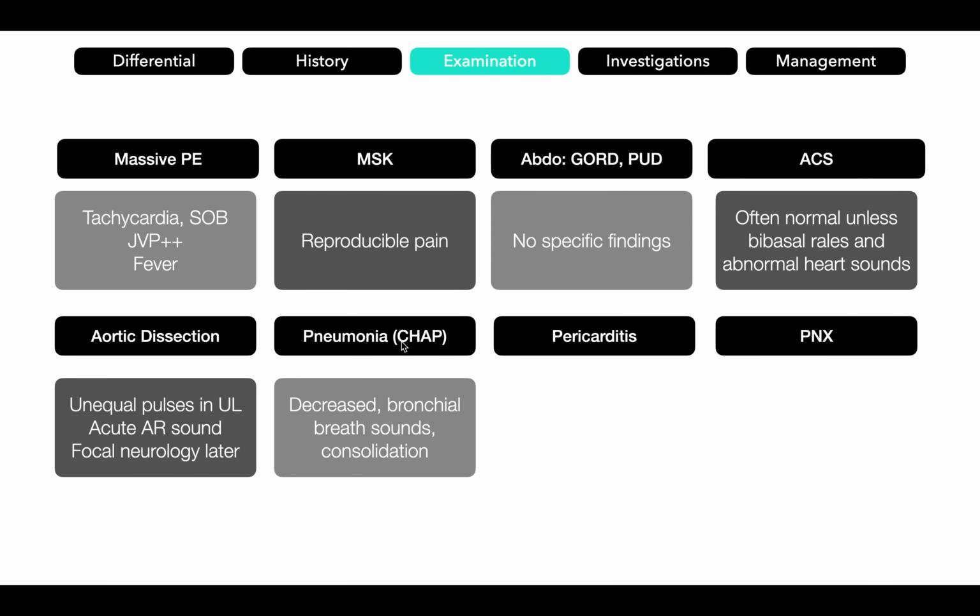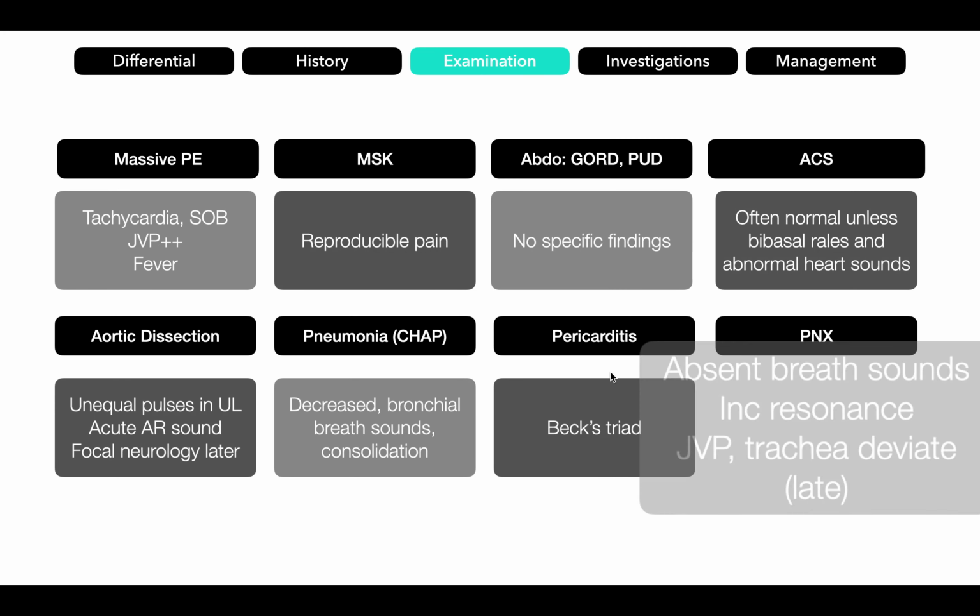So for pneumonia, community and hospital acquired, there'll be decreased breath sounds and consolidation. And the bronchial breath sounds is when you inhale and there's a pause and exhale. Because vesicular breath sounds, the normal one, should be in and out, in and out. But the pause is bronchial, and that suggests inflammation, that suggests consolidation. Now pericarditis, that's your Beck's triad that we've already discussed.